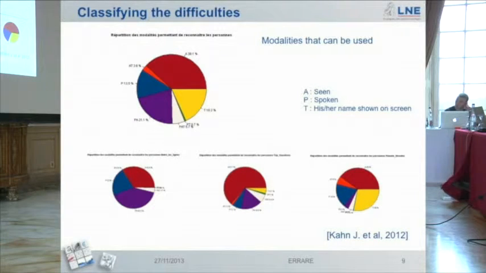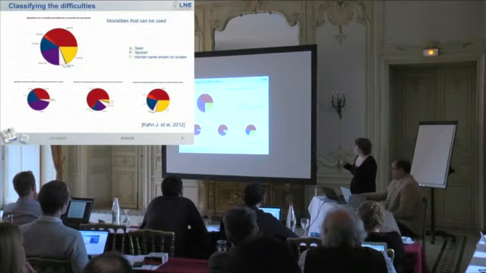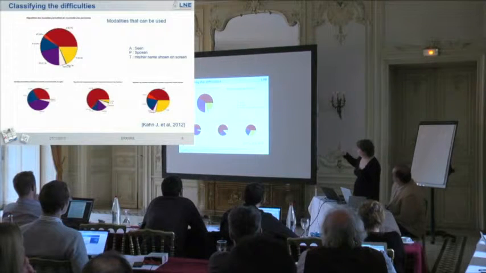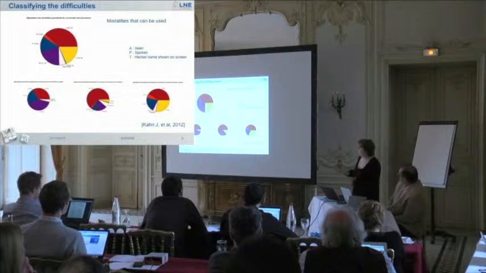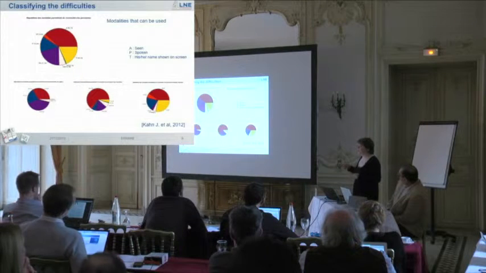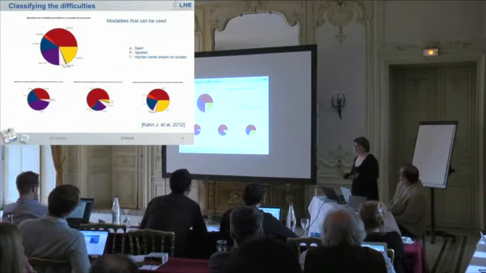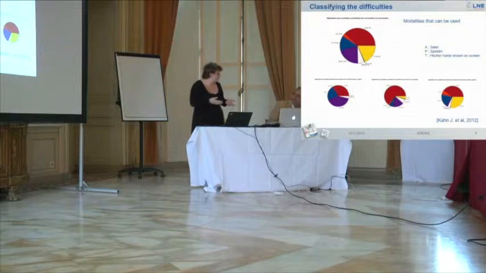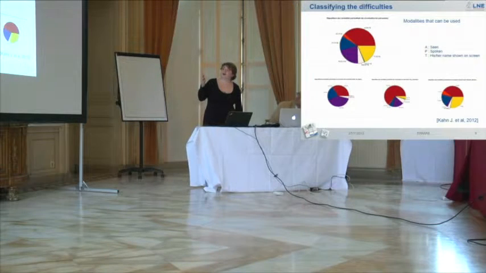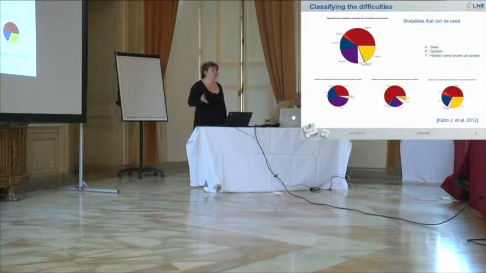Another example is the repartition of the modalities that can be used to identify people. The first pie chart represents, for the whole corpus, what modality is available to recognize a particular person. So you have around 40% of the people who just appear in the video, and you can't use the speech at the same time to identify them.